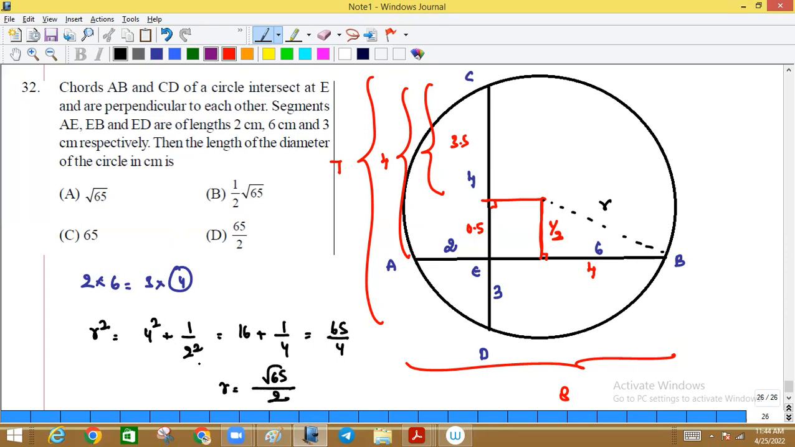Root of 65 by 2. Now what is the diameter? Root 65. Okay. Copy that.